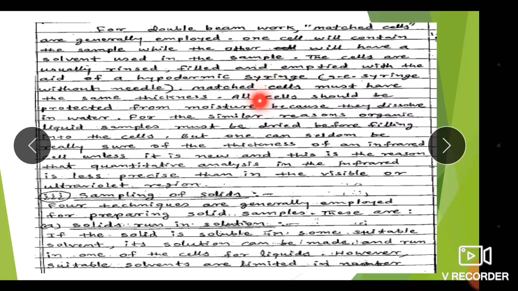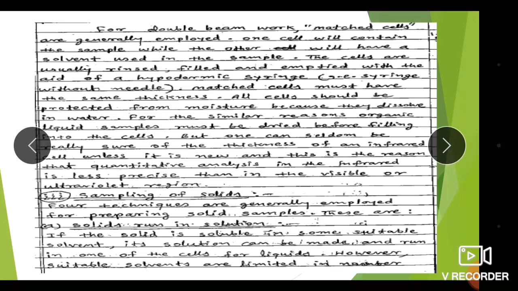So these are the drawbacks of IR spectroscopy. Firstly, if water is present in a given sample, it affects the sample cell, that is, our sample cells are soluble in water. And another one is the thickness of the sample cell, so matched cells are needed. These are the two drawbacks. So IR spectra are not as precise as in the ultraviolet region. Now, sampling of solids.